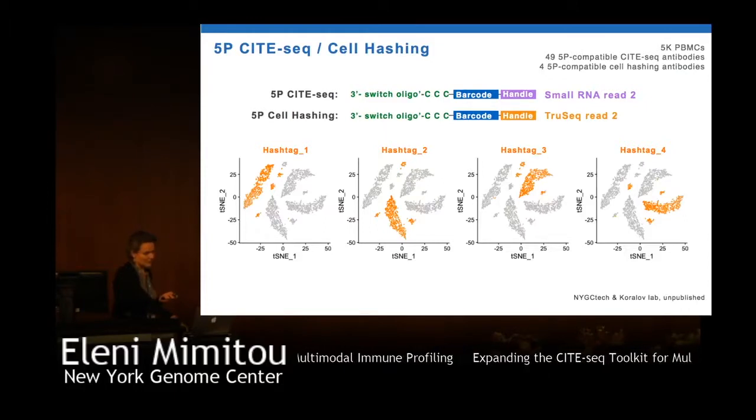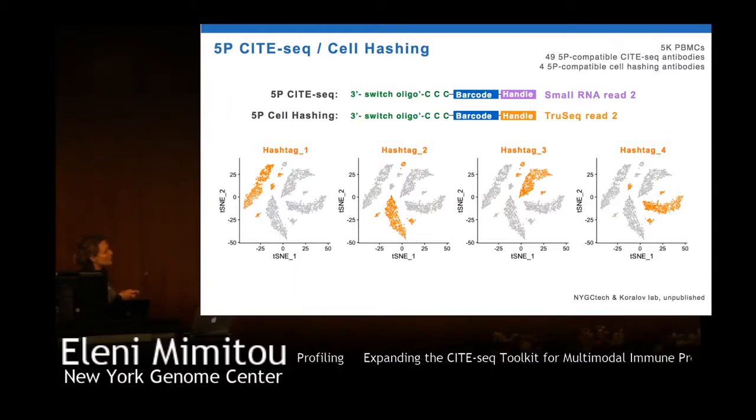To see how 5' CITE-seq performs, we used PBMCs from a healthy donor via our collaborator at NYU. And we stained with a panel of 49 5'-compatible CITE-seq antibodies and 4 5' cell hashing antibodies. First, I'm showing you clustering based on the hashtag information. So you can see we retrieve the 4 clusters, each one corresponding to its hashtag used, and 6 smaller clusters corresponding to the doublets, which we can remove and focus our analysis on the singlets.